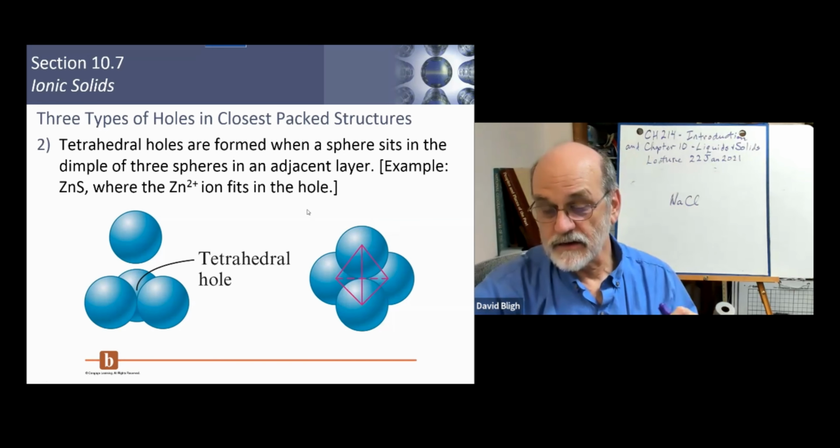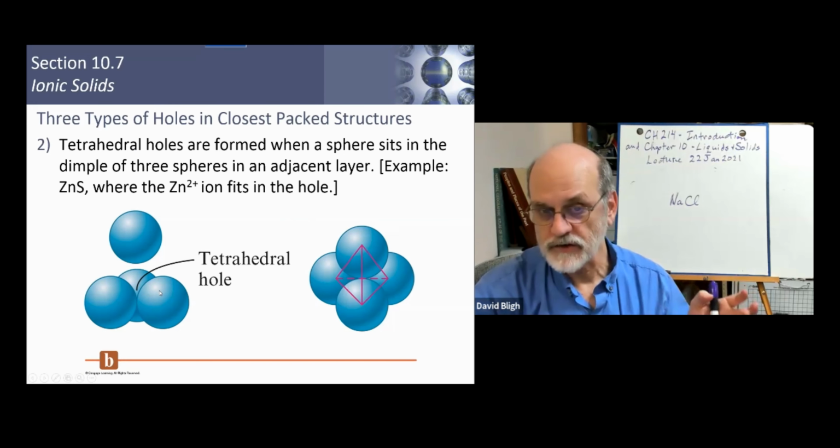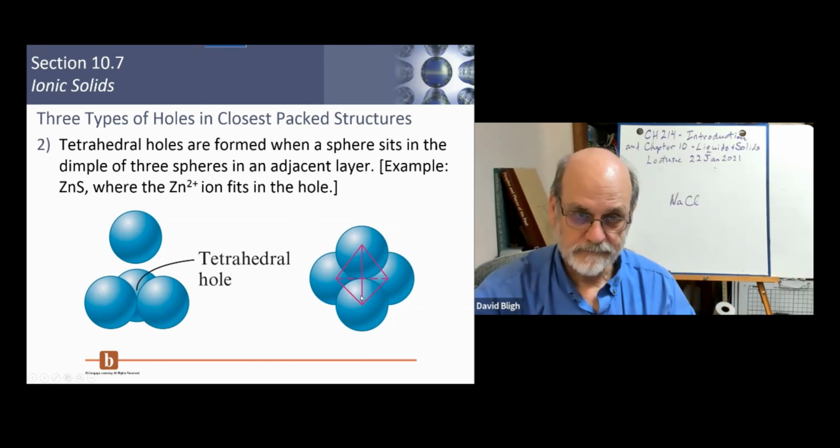When we start getting into 3 dimensions, we say this is a tetrahedral hole, simply because 4 atoms touch one another, or 4 ions touch one another. And if you look at the centers, they're evenly spaced at the points of a tetrahedron.